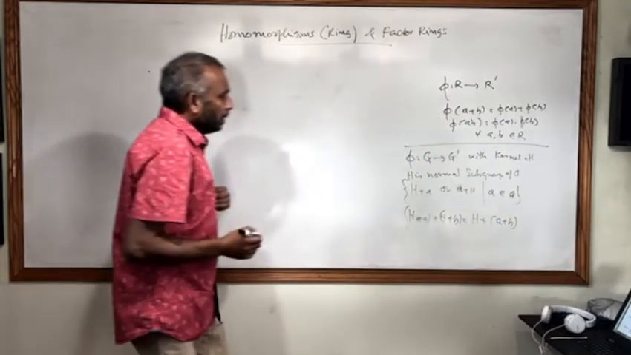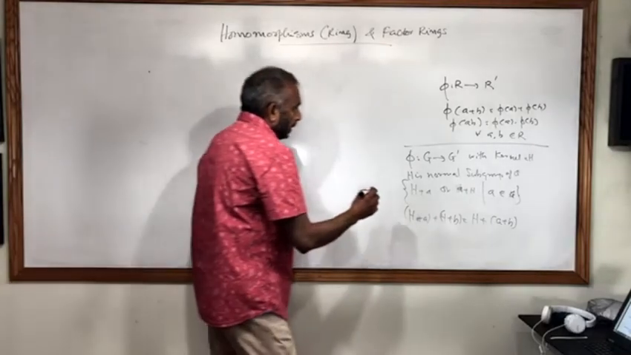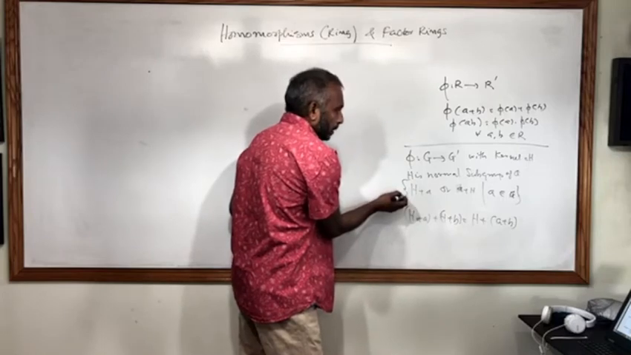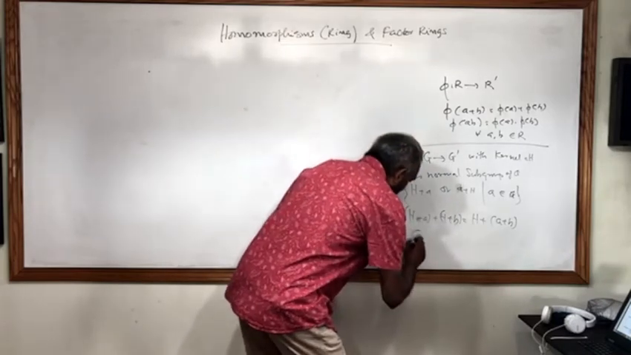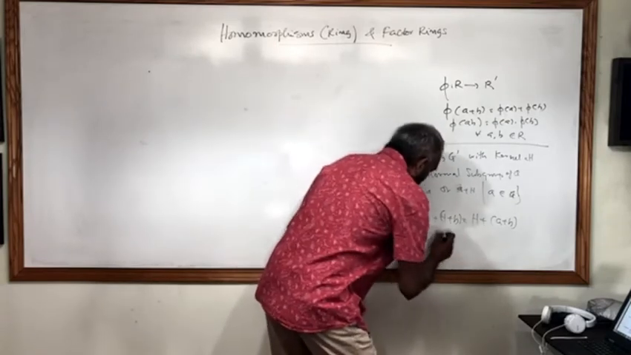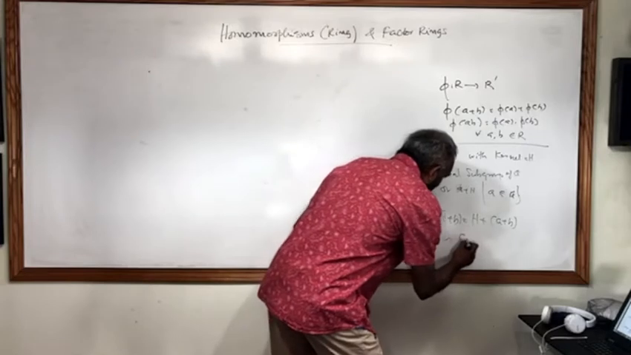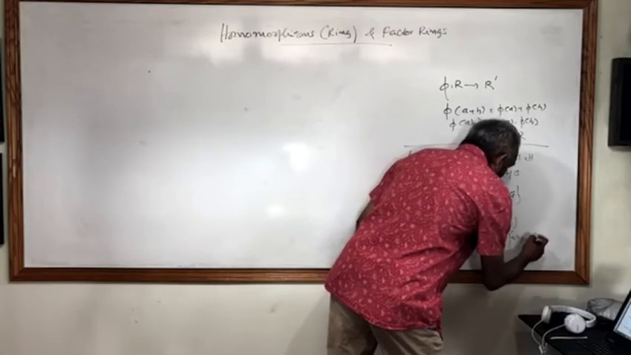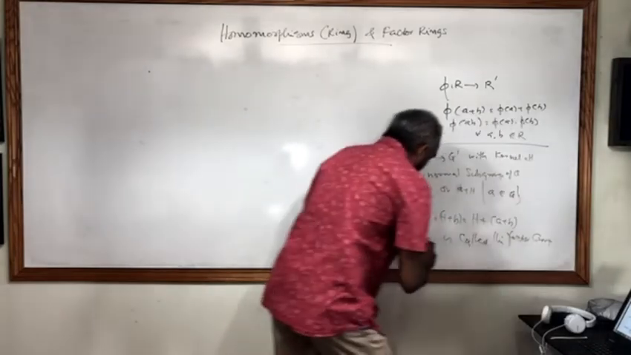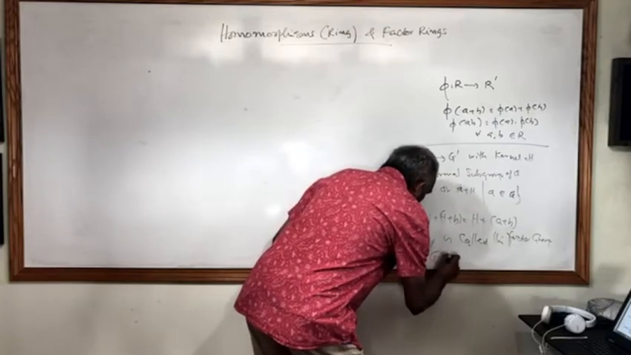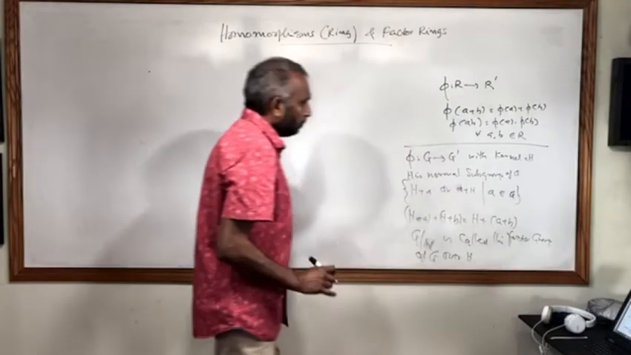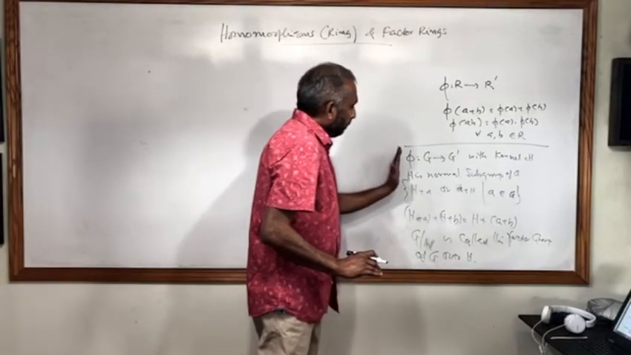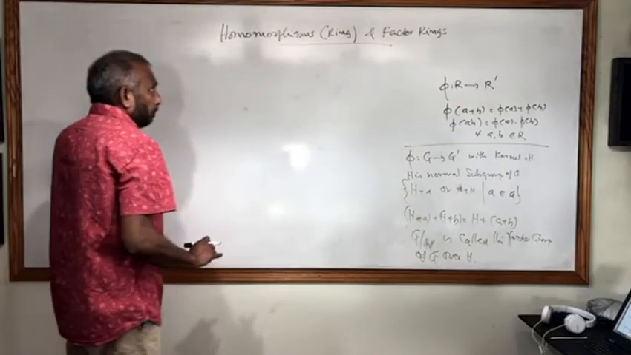With this operation, we found that this collection becomes a group, and it is denoted by G over H and is called the factor group of G over H. So we are going to use the same approach to build the factor rings.